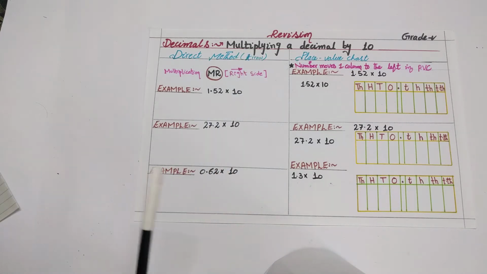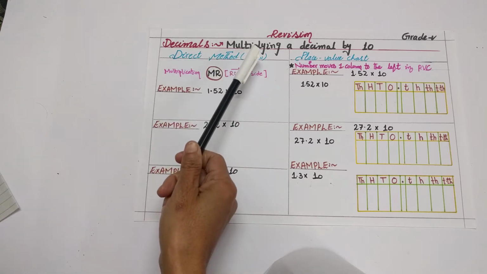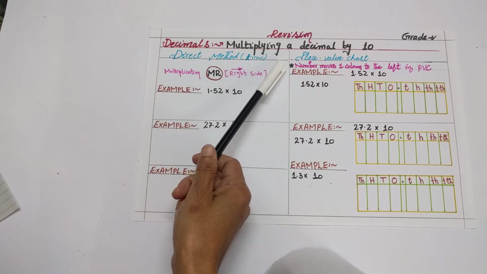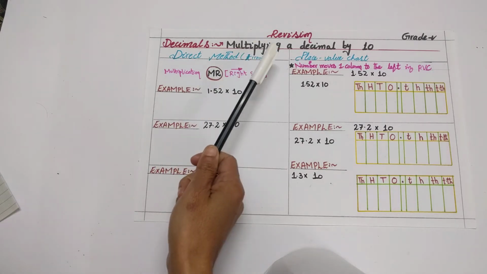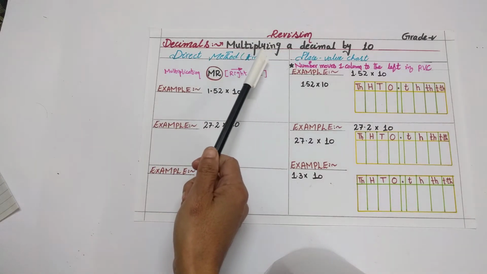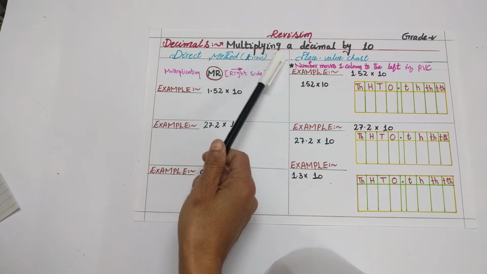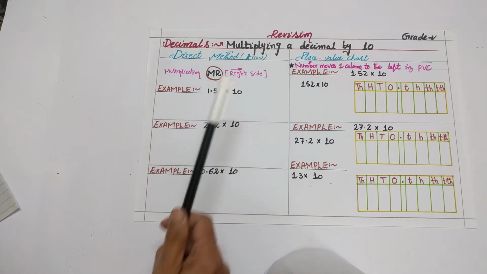As in the previous lectures, you have already learned about decimals, like and unlike decimals, and addition and subtraction of decimals. So today we are going to start how to multiply a decimal by 10. Basically our topic is multiplying a decimal by 10, 100 and 1000. Firstly, we are going to start multiplying a decimal by 10.